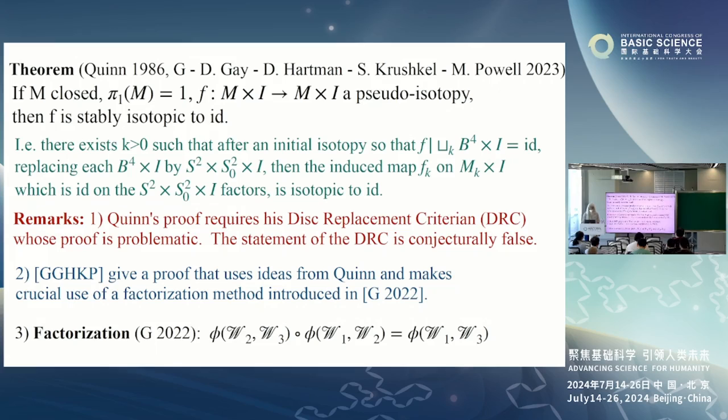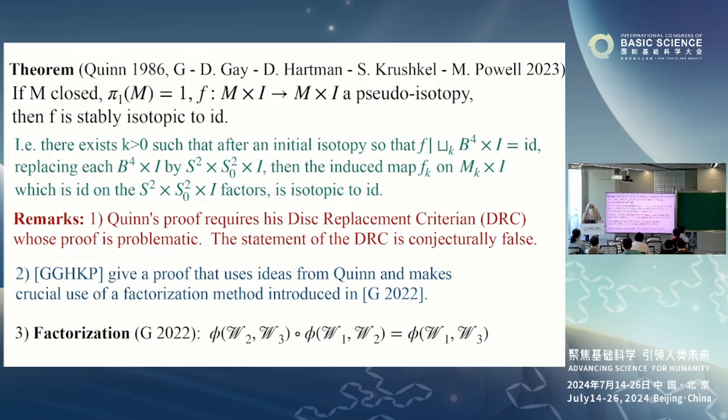Krushkal, Mark Powell, that we can somehow fix Quinn's proof. So I mean, Quinn's proof is this brilliant thing, and unfortunately, as a lemma, it doesn't work. But using some of Quinn's ideas and some new ones, we can fix it. And one of the new ones, maybe the new one, which is sort of a new technique, is this technique of factorization, which more or less is a composition rule for Finger-Whitney systems.